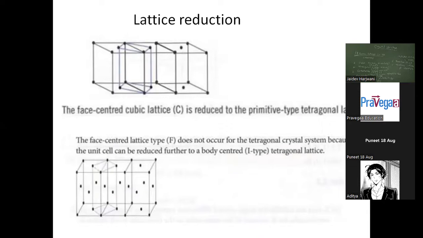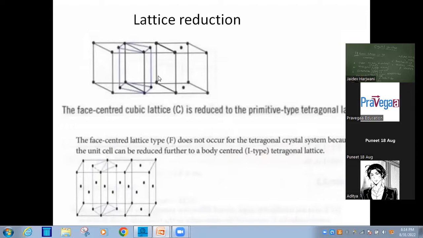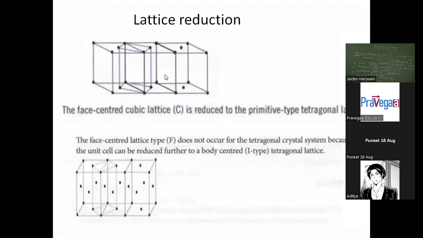Yes, sir. So I'm telling you this base centered cubic lattice is not a new type of arrangement. This whole arrangement of lattice points can be regenerated by the primitive tetragonal lattice. It is not a new lattice. That's why there are not 28 lattices, there are only 14, because some of them can be derived from other lattices. So this was your lattice reduction.